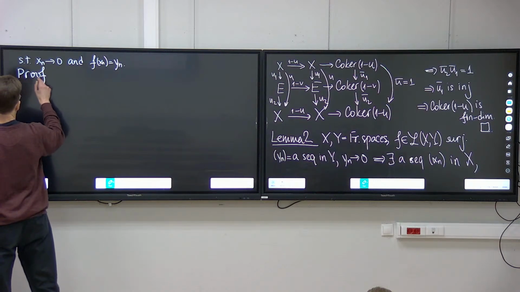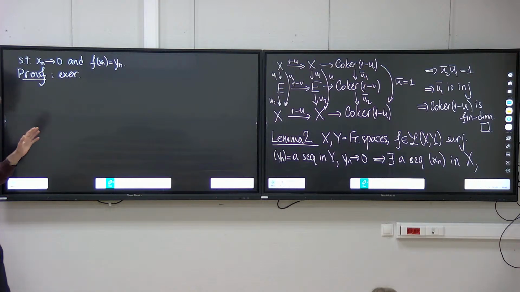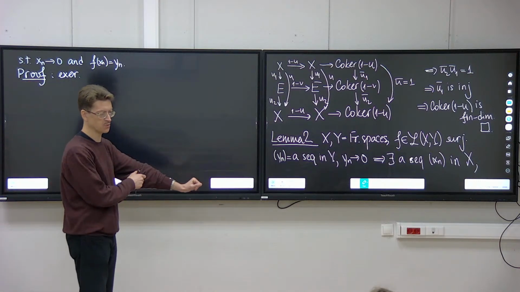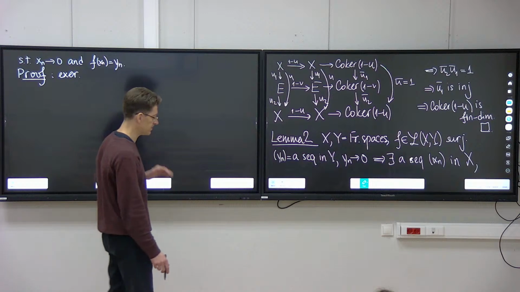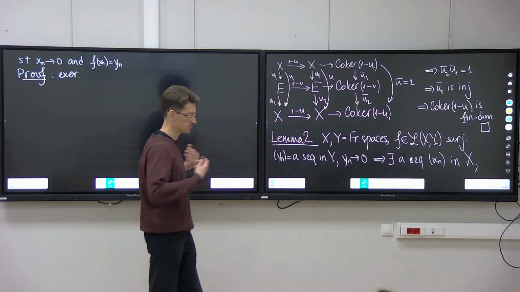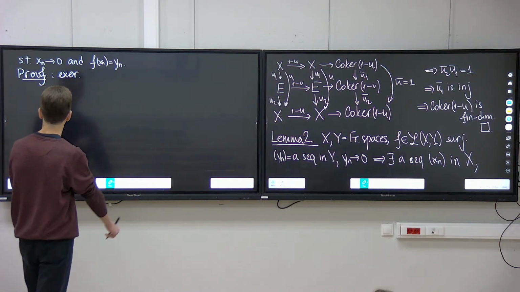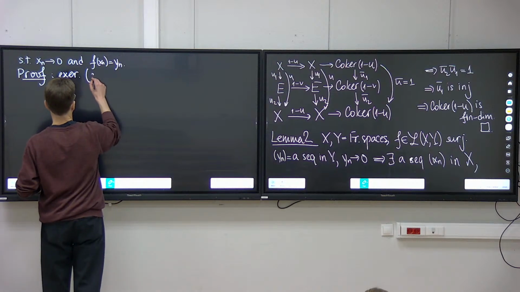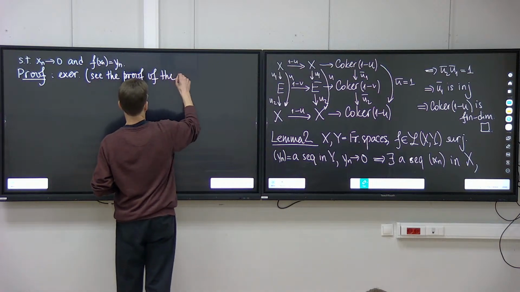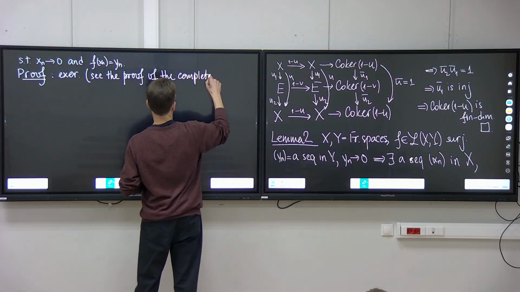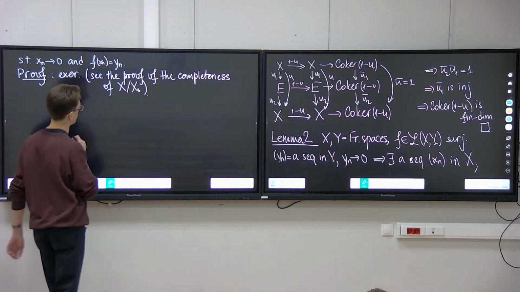The proof is an exercise for you. Actually, we have already proved this result implicitly when we proved that the quotient of a Fréchet space is a Fréchet space. If you look at the proof of the completeness of the quotient, you will easily understand how to lift sequences converging to 0. So see the proof of the completeness of quotients of Fréchet spaces.